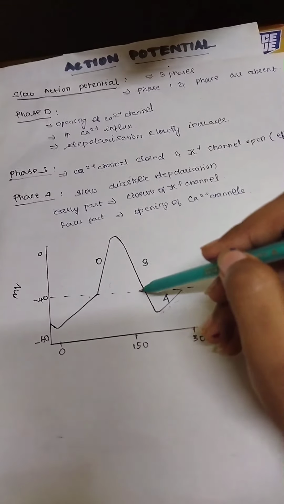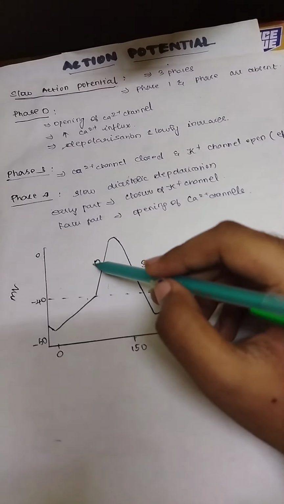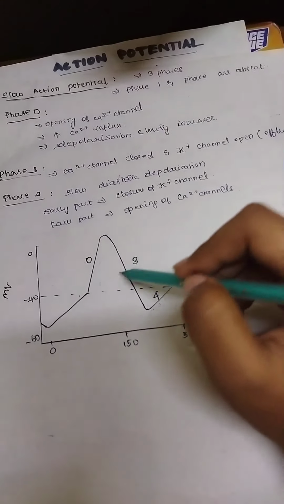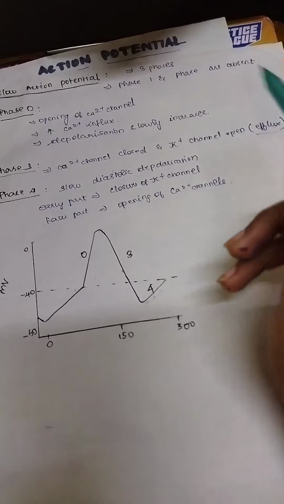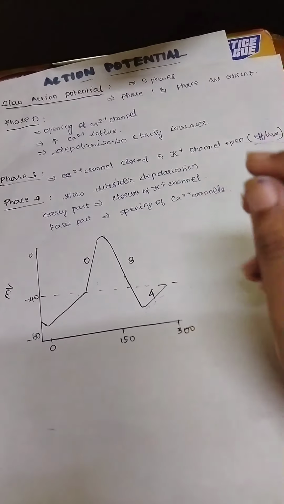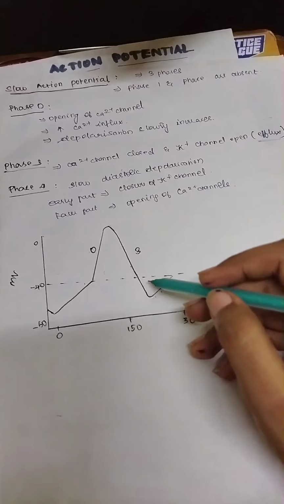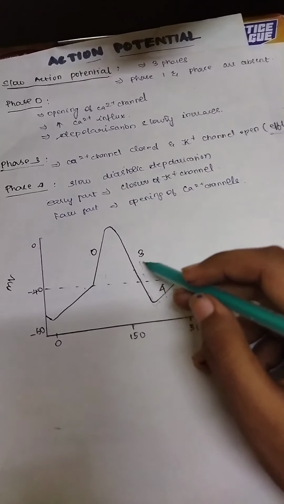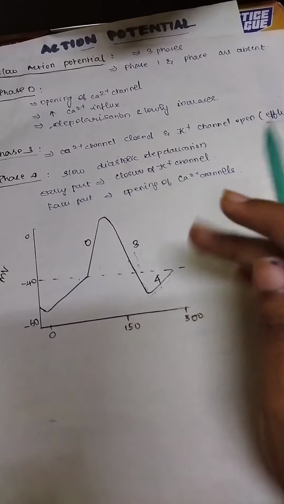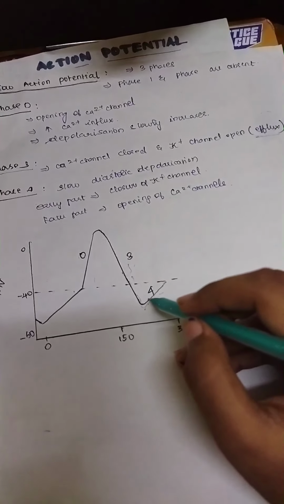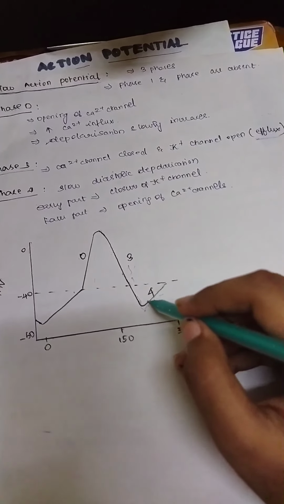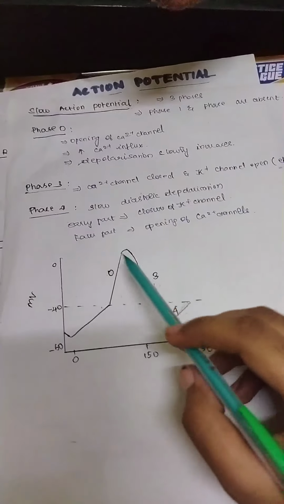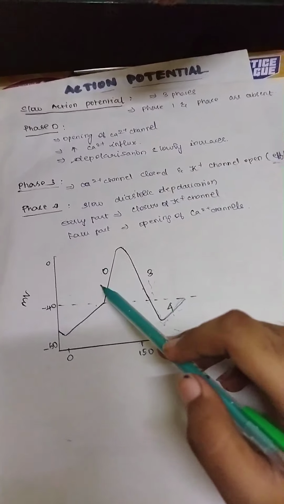In phase 3, what is going to happen? The calcium channels get closed. At the same time, potassium channels open and potassium moves out. In phase 4, there is a slow diastolic depolarization. This is the earlier part, and this is the later part. In the earlier part, the potassium channels get closed and the calcium is open, so there will be a slight increase in this wave. So this is phase 4, phase 3 as well as phase 0.